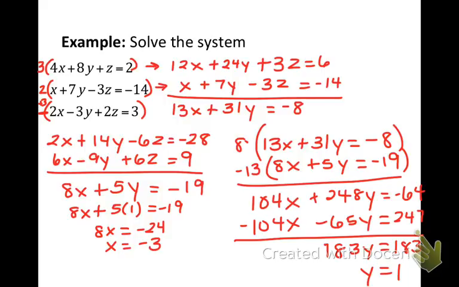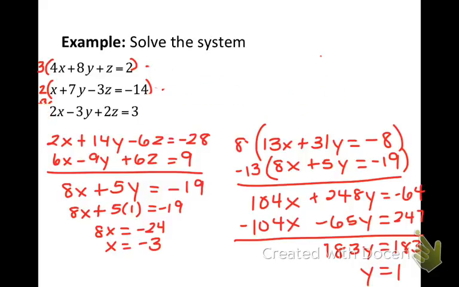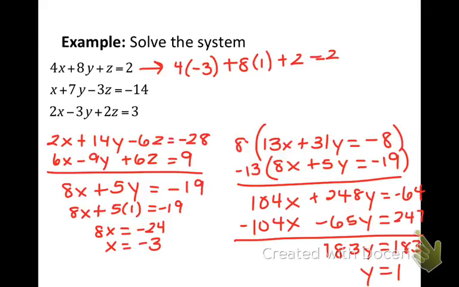Alright, we're almost there. Go back to one of the original equations. The first one. Definitely the second one. The third one. The first one. I'm going first one. You guys already picked it. 4 times negative 3 plus 8 times 1 plus z is equal to 2. Negative 12 plus 8. Negative 4 plus z is equal to 2. So z is equal to what? 6. There it is.